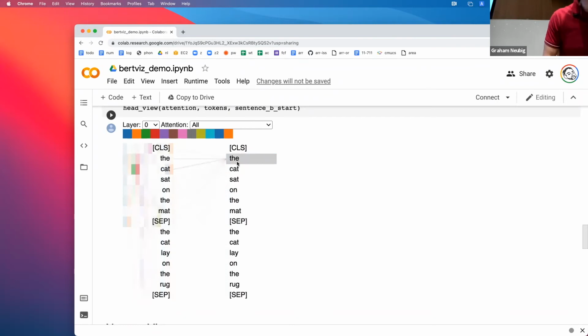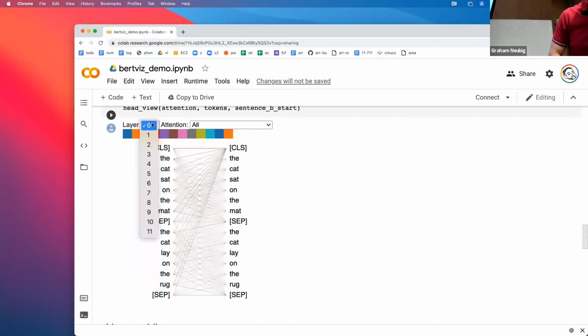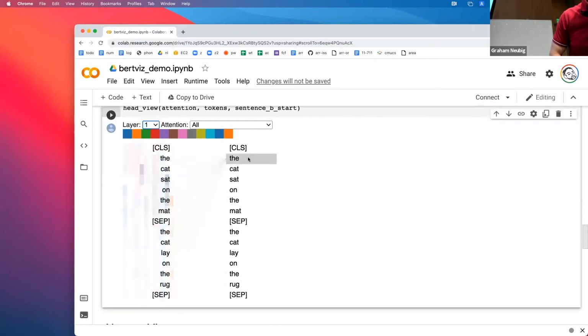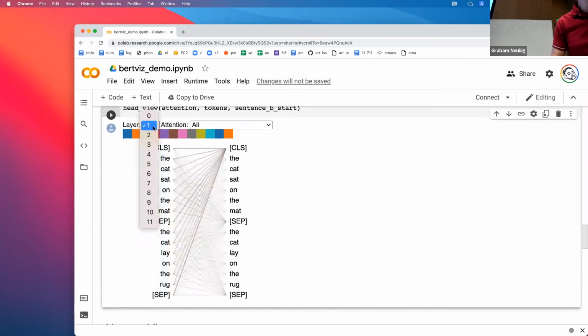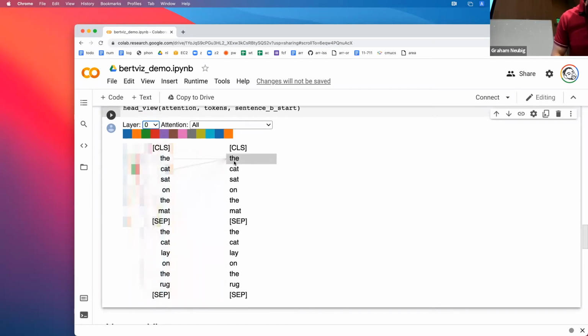It's actually kind of hard for me to see from here. But for example, let me look at layer 1. Is that really light for you guys as well, or is that just hard for me to see? Okay. But anyway, we can see it's focusing on cat.